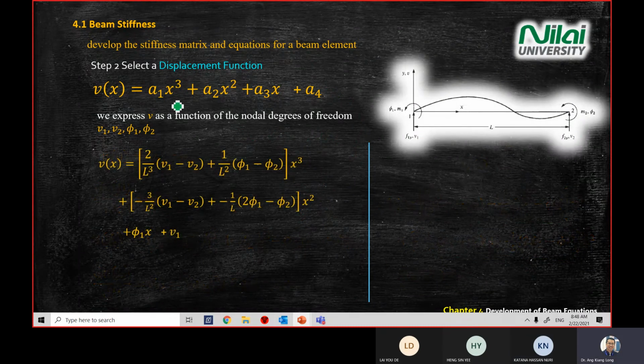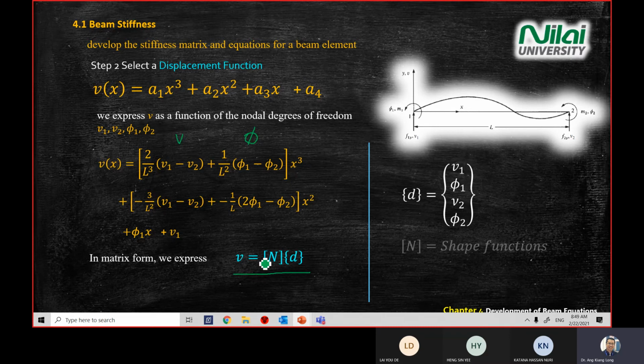So we continue. After we get A1, A2, A3, A4 in terms of length, vertical displacement and the rotation terms, we want to put it into matrix form. In matrix form, we express it in this general form, V equal to N D, which is the displacement on the left, equal to N, the shape function, times the displacement. I think this is another equation for this chapter. Previously, we have F equal to K D, but this one is another matrix form.